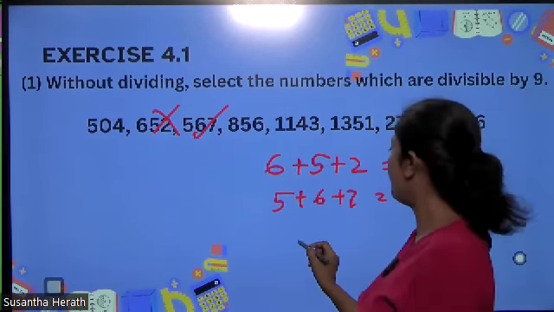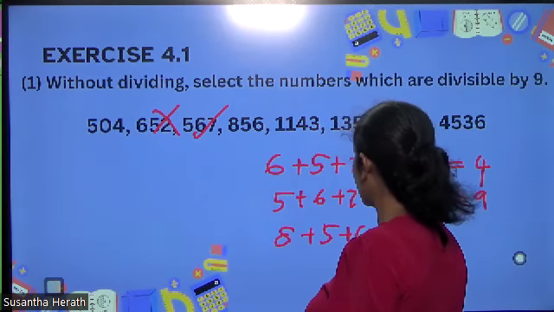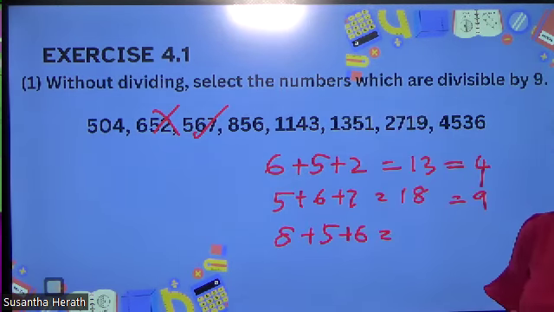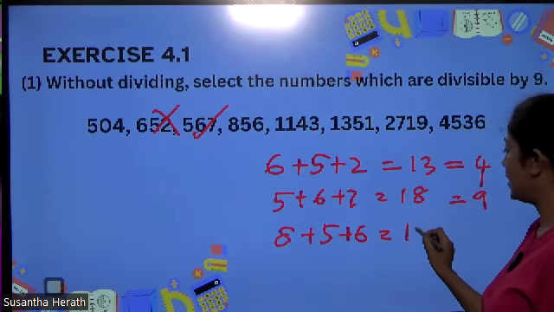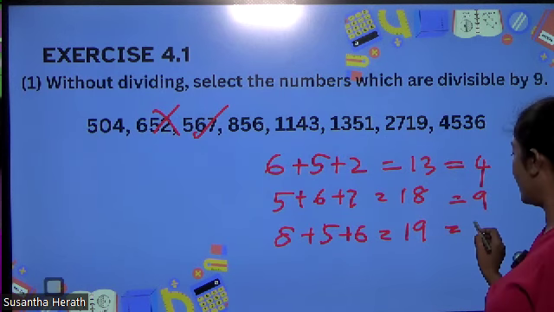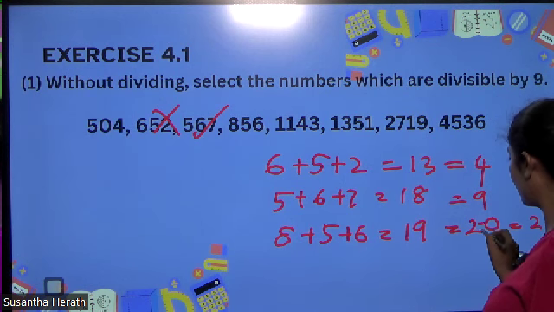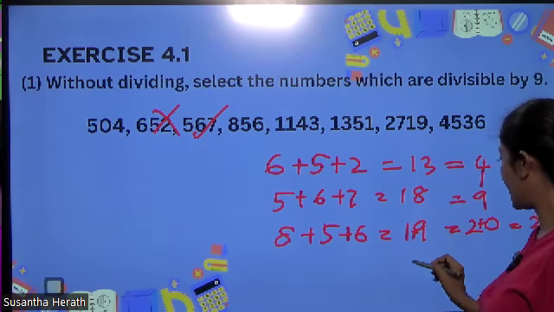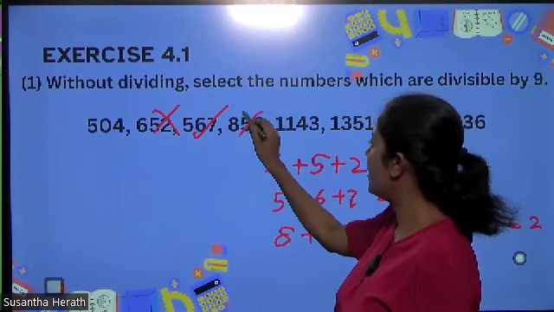Next one, 856. That means 8 plus 5 plus 6. 8 plus 5, 13. 13 plus 6, 19. Then 1 plus 9, 20. 20 means 2 plus 0. That is 2. Then that number is not divisible by 9.